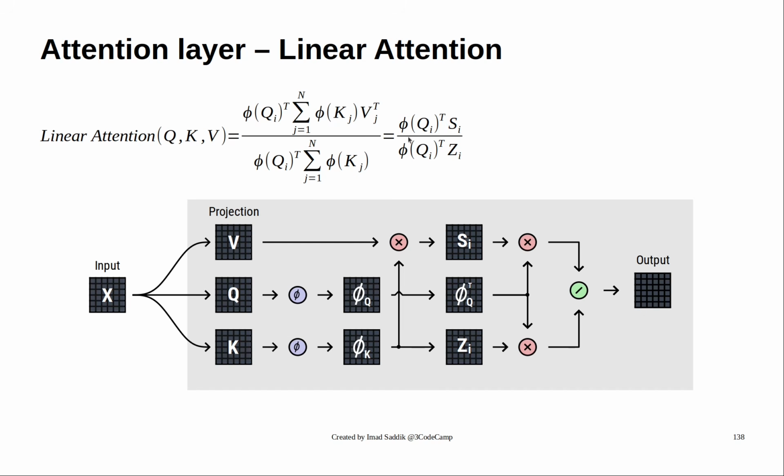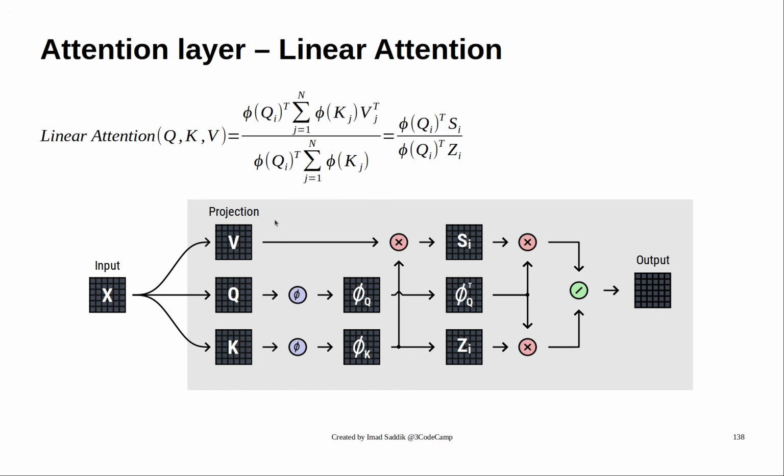So we have already computed phi q, it's this one. Now we can compute Si. So Si is basically phi k times the transpose of V. So we are going to take phi k, here it is, and we are going to take V.